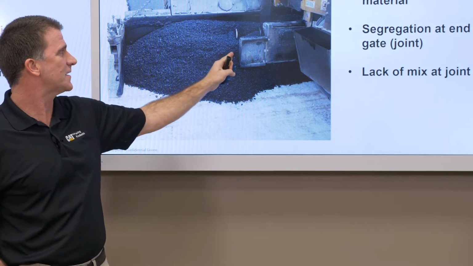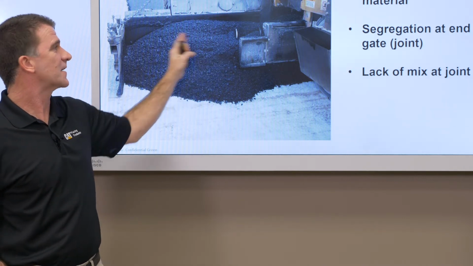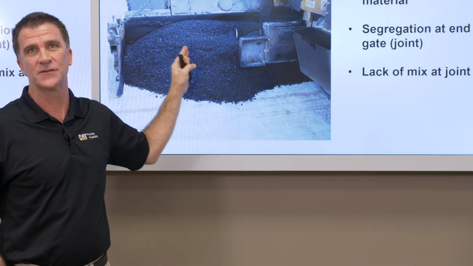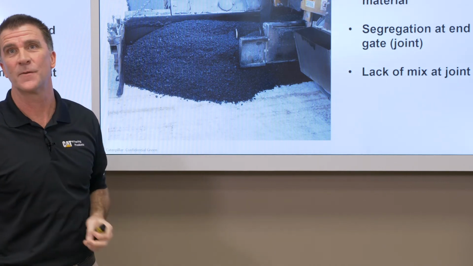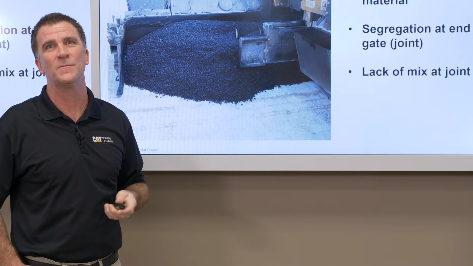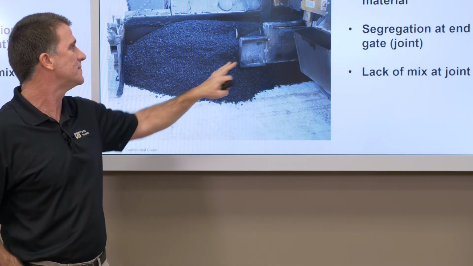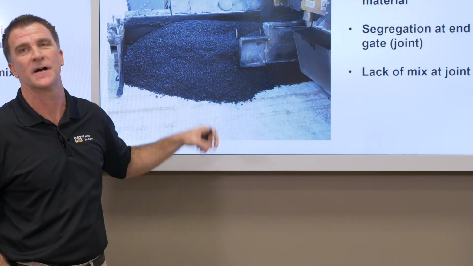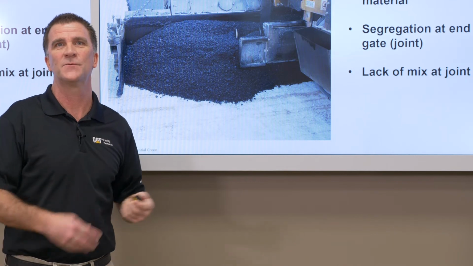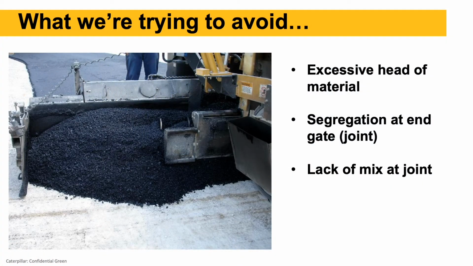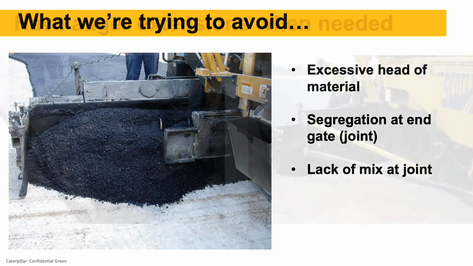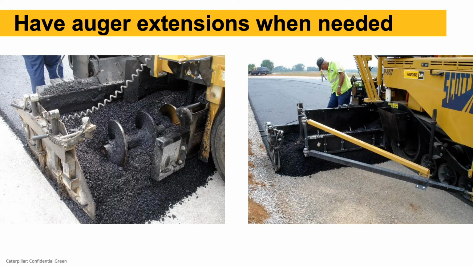So in this picture again, a front mount screed, that auger should be within about 18 inches of the end gate or the paving width there. They really need more auger extension and mainframe or tunnels in front of that auger. Otherwise, we're going to end up with a lot of segregation, as well as that big head of material that's going to want to cause our screed to rise and fall. So there's a picture showing auger extensions, a proper setup for wide width paving.